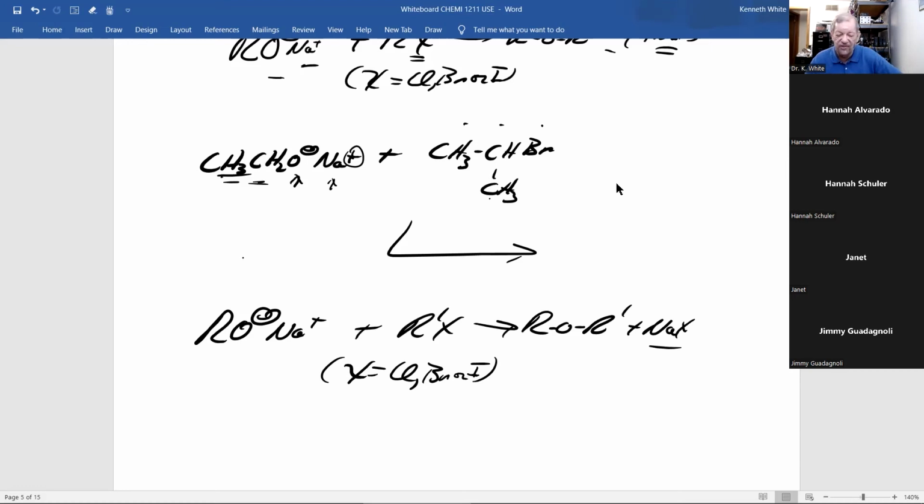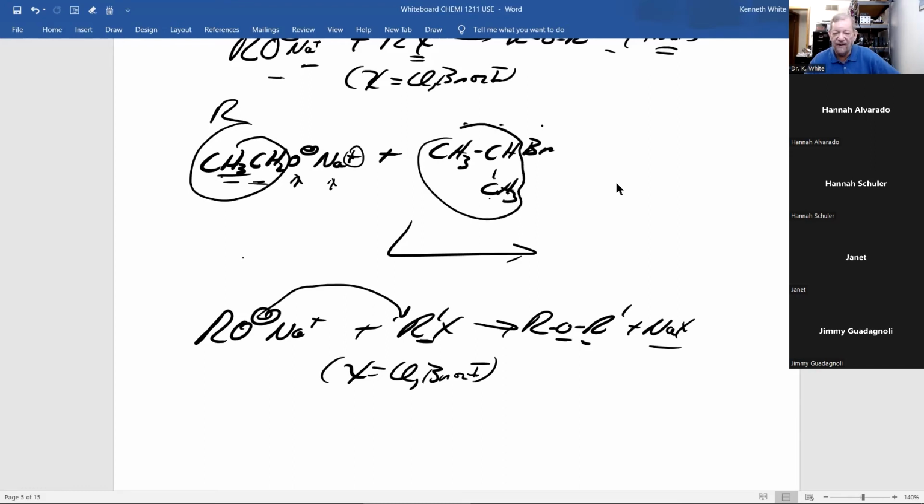And the carbon with the halogen is the carbon that this oxygen will be bonded to. So here we have our R group, here we have our R prime. Which carbon has the halogen? The center one. So I'm going to have my R group, ethyl, oxygen. Then notice this is an isopropyl. The center carbon had the halogen. That's the one bonded to the oxygen. And that's how you do it.